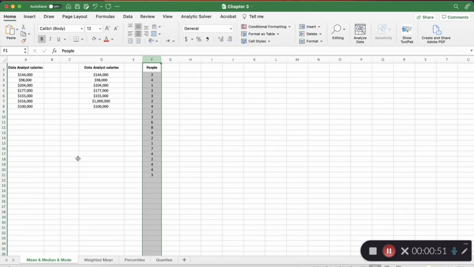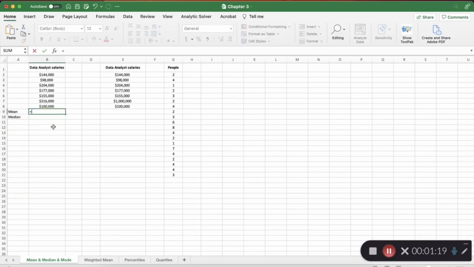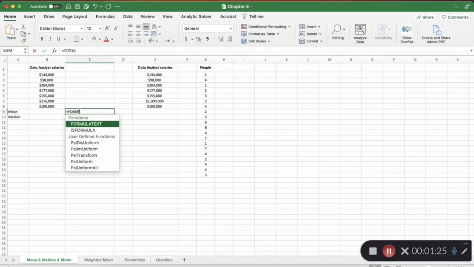To find the mean here, this is my mean, this is my median, this is my mode, okay? Mode, I'm going to take the last one. So the mean, first of all, to use Excel, I'm going to show the formula text.